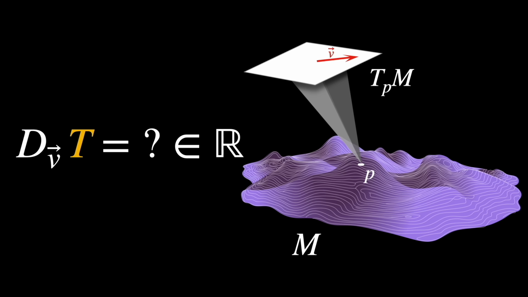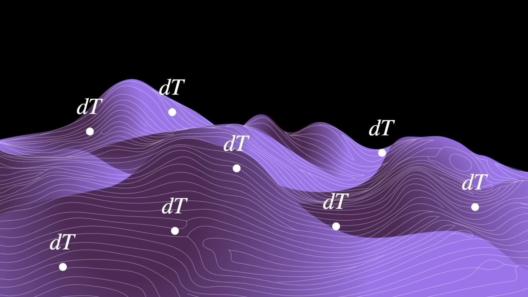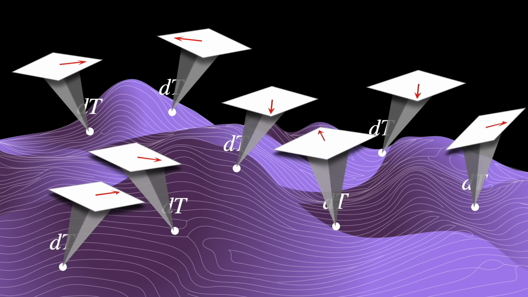It is a number. The one-form dt, on the other hand, exists before we've chosen any direction. It lives at every point on the manifold. It takes any direction we give it, and tells you how the function is changing in that direction.